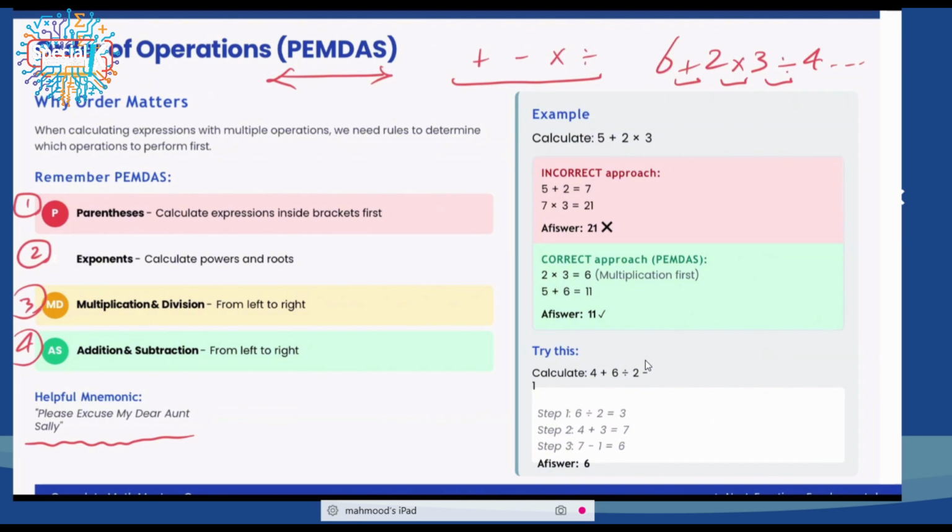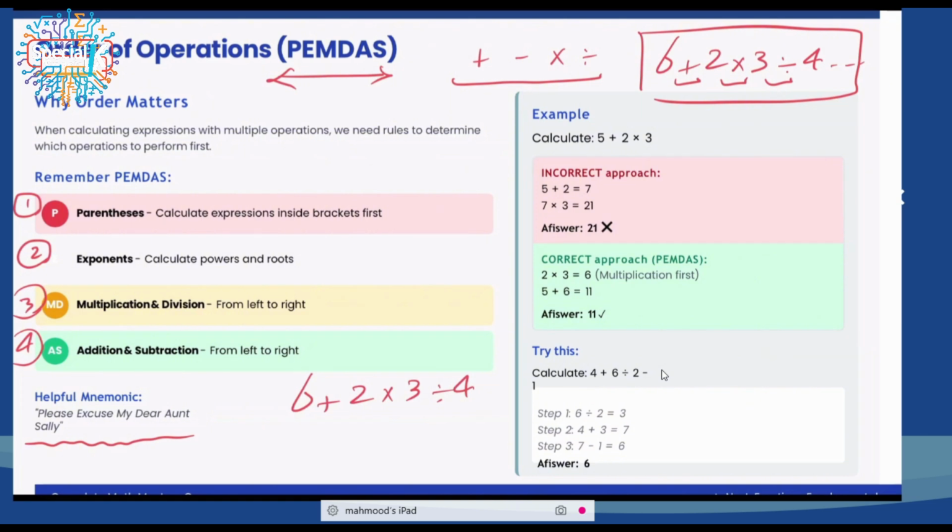So let's solve the question that we were talking about. What do I have? I have 6 plus 2 multiplied by 3 divided by 4. How can I do this one? First of all, I have to do the parentheses. Since I don't have any parentheses, I'm going to do the exponents. And I don't have any exponents, so I have to do the multiplication.